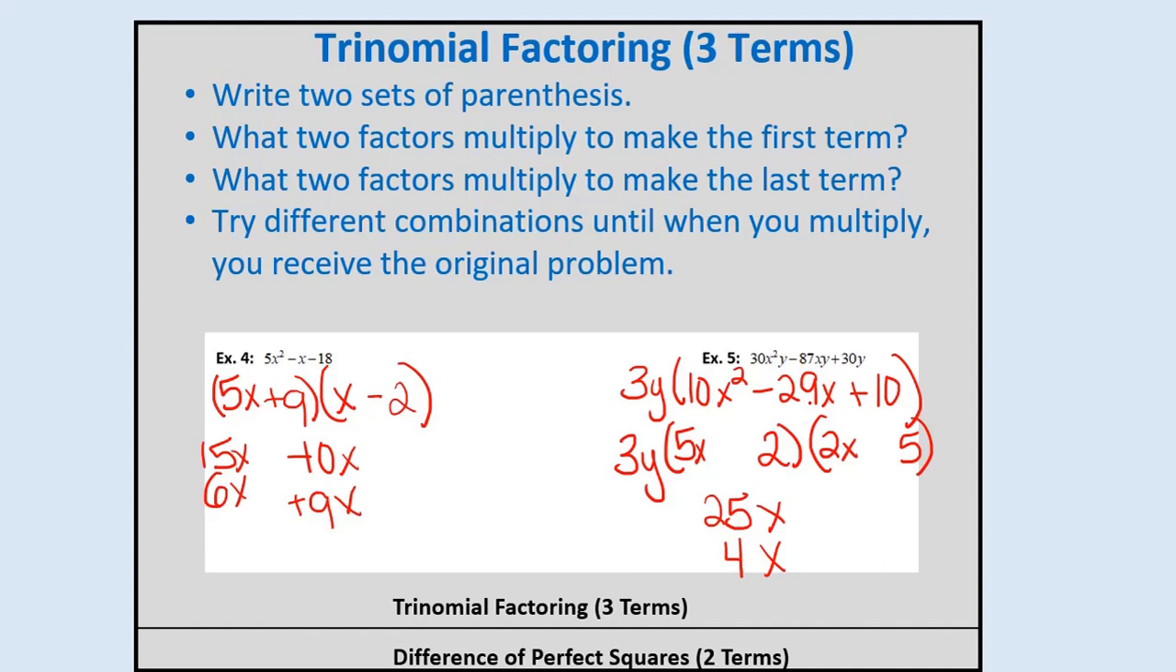That does, in fact, give me 29, but they both have to be negative to give me that negative 29. So I'm going to put a negative there. Now notice, this 3y, he's just hanging out for the ride. If you wouldn't have noticed that greatest common factor to start with, you would have had a much harder time figuring out the pattern. So always check for a greatest common factor. That should be your first step in any factoring problem.